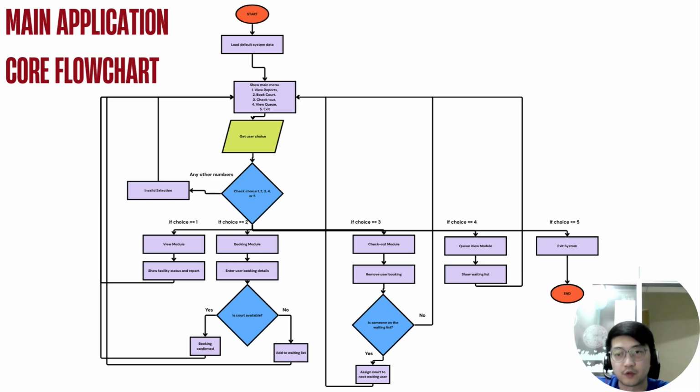Then if the user chooses option 3, it will take the user to the checkout module. When an active booking is removed, the system immediately checks if anyone is on the waiting list for that specific facility. If yes, it seamlessly assigns the court to the next waiting user. If the user chooses option 4, it will direct the user to the queue view module to view their current queue and check who is currently in the waiting list. If the user chooses option 5, it will exit the system and safely close out all the operations. This architecture ensures a highly efficient, fair, and fully automated booking ecosystem for our sports center complex.